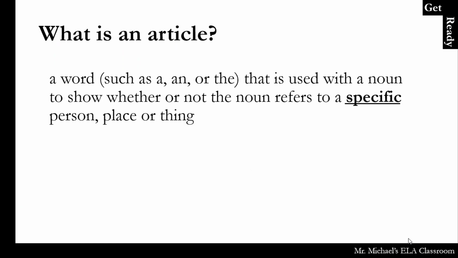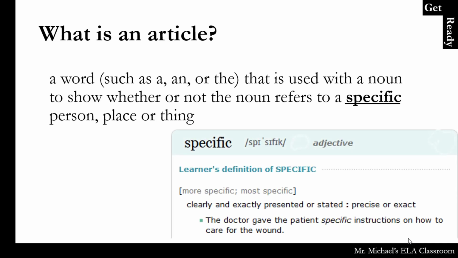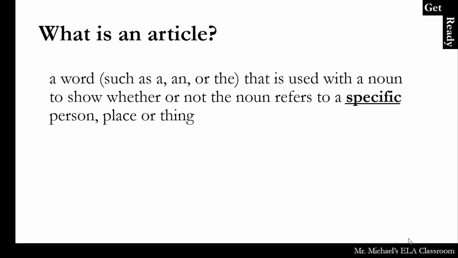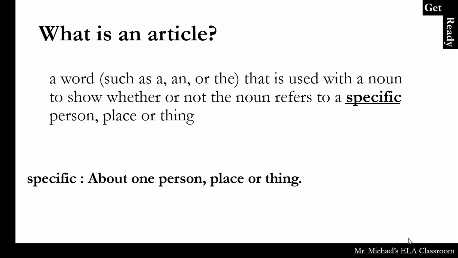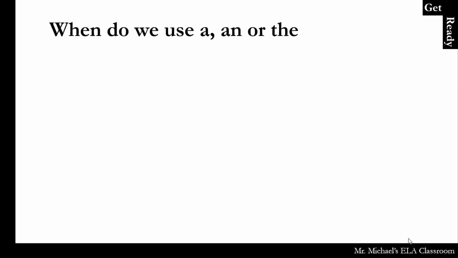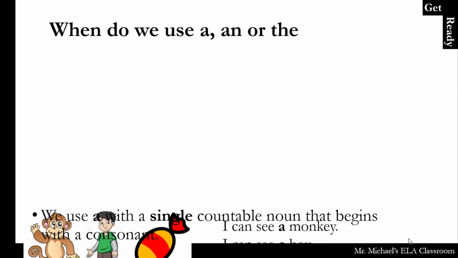So an article is a word such as a, an, or the that is used with a noun to show whether or not the noun refers to a specific person, place, or thing. Reminder, specific is about one person, place, or thing. So when do we use a, an, or the?